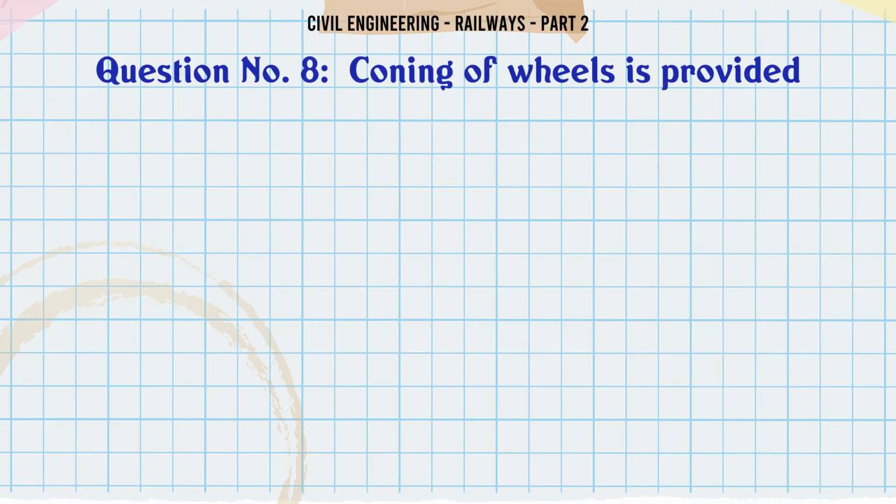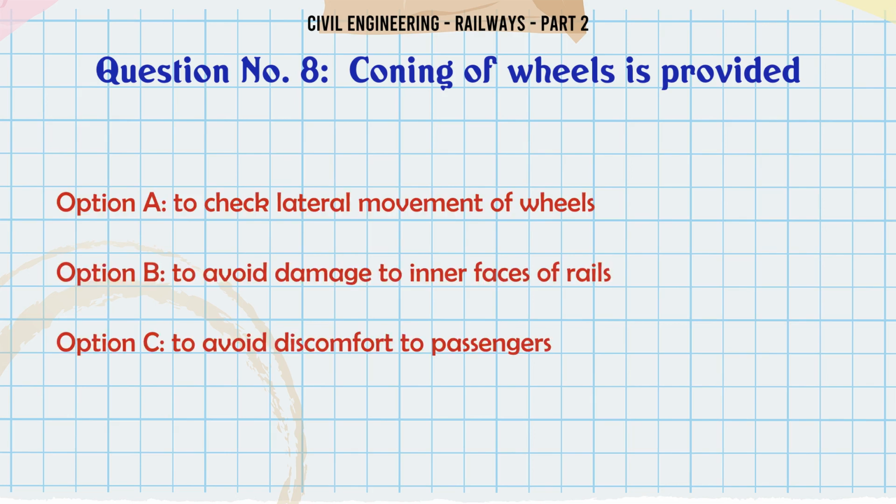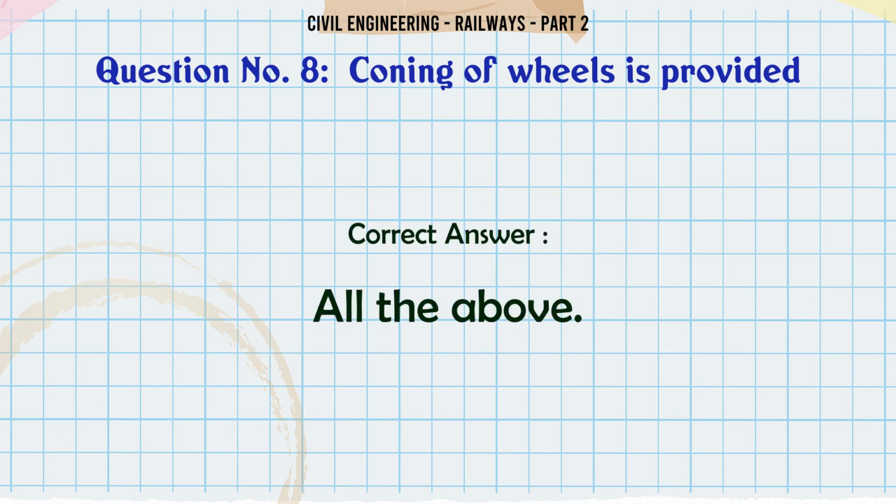Coning of wheels is provided A. to check lateral movement of wheels, B. to avoid damage to inner faces of rails, C. to avoid discomfort to passengers, D. all the above. The correct answer is all the above.